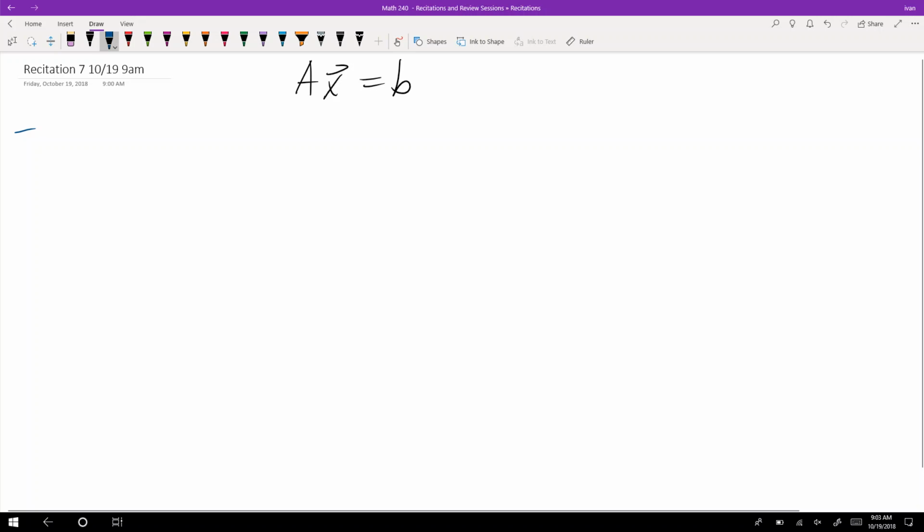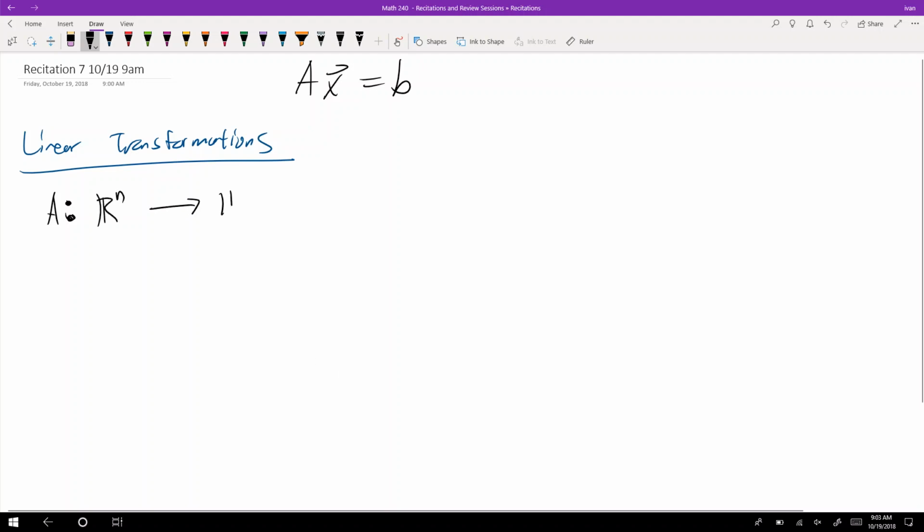So today we're just going to start off talking about linear transformations. And the whole idea then is that Ax equals b, this is a linear transformation. So A is actually a linear transformation. And what is it? Well, A is a map between Rn and Rm, where Ax is equal to b.